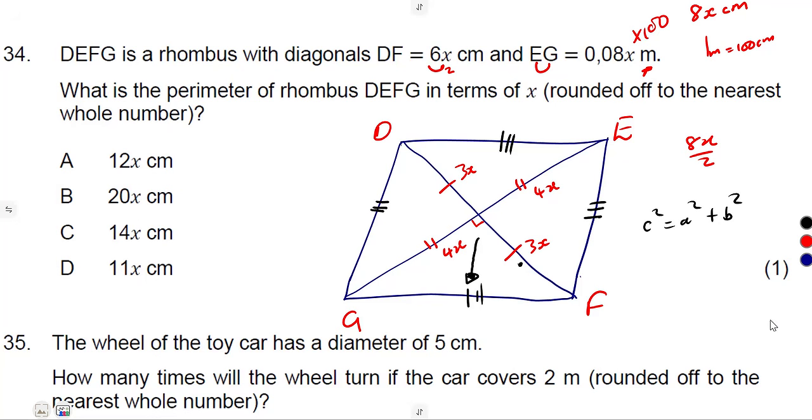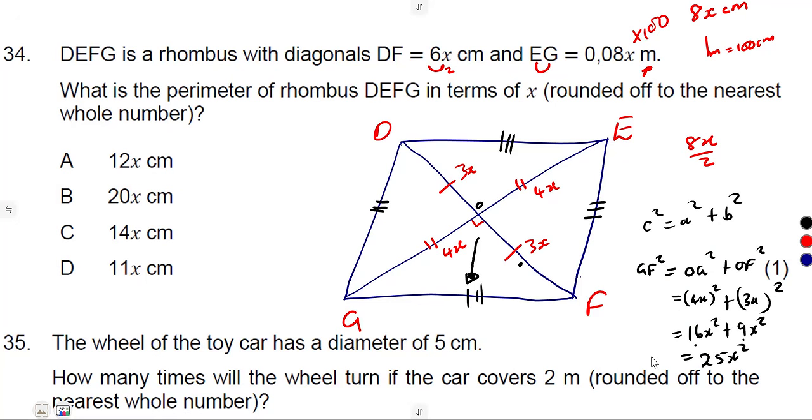But anyways, you can simply use Pythagoras, meaning GF squared, our hypotenuse, is equal to, let's just say this is O, OG squared plus OF squared, which is what? 4x squared plus 3x squared. So 4x squared, that's 16x squared, plus 9x squared. You add 16 plus 9, that is what? 25x squared. So that's our GF squared.